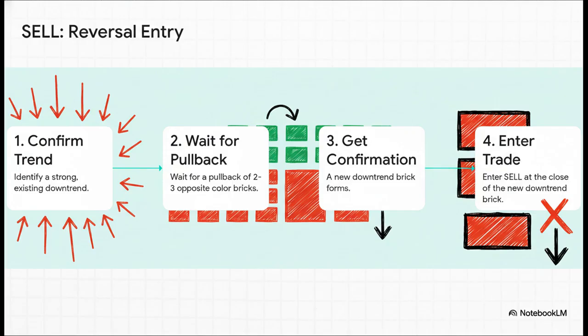And for the sell setup, it's literally the mirror image of what we just talked about. You spot that strong downtrend, that waterfall of red bricks. You wait for a tiny rally, a little pullback of maybe 2 or 3 green bricks, and the moment a brand new red brick forms and closes, boom, that's your signal. The sellers are back, and you enter the sell. It's mechanical, it's repeatable, and it takes the emotion right out of the equation.